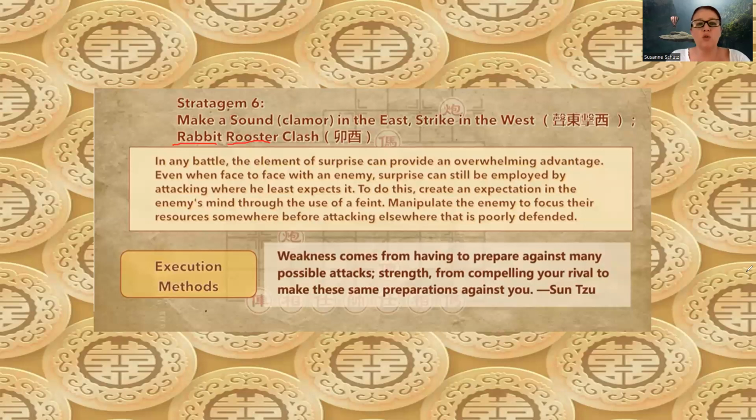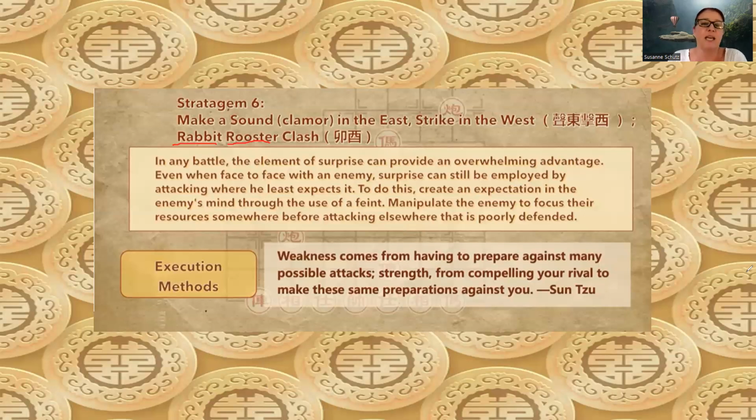Now, the west is also associated with Duigwa. Duigwa represents something that is broken, whereas the rabbit is represented by Zhengguo, the east, and Zhengguo is also associated with thunder. So basically, make a big, big sound and a big noise and a big thunder in the east, but then you break or you attack in the west.